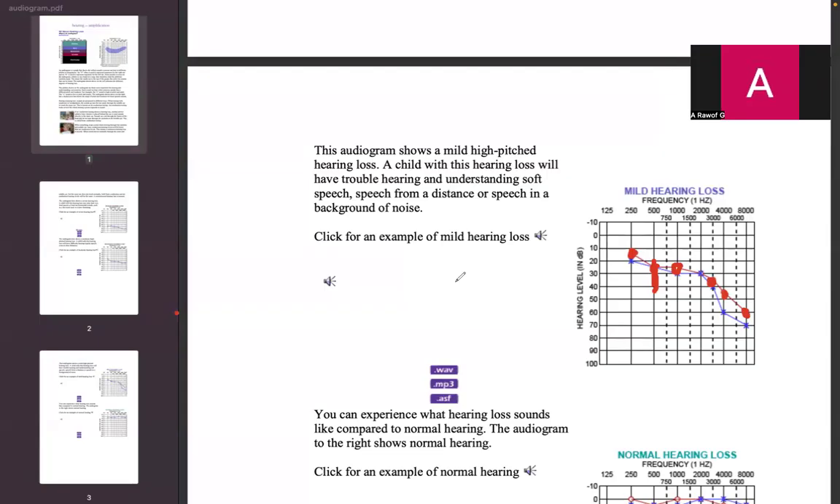The audiogram shows mild high-pitched hearing loss. The child with this hearing loss will have trouble hearing and understanding soft speech from a distance or speech in background noise.